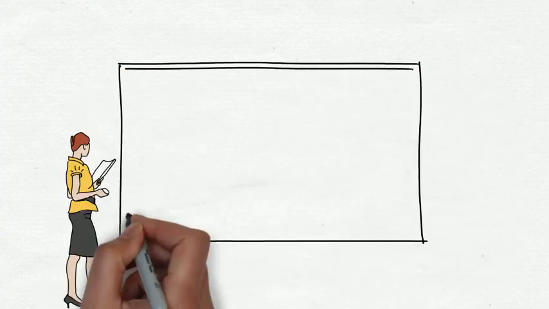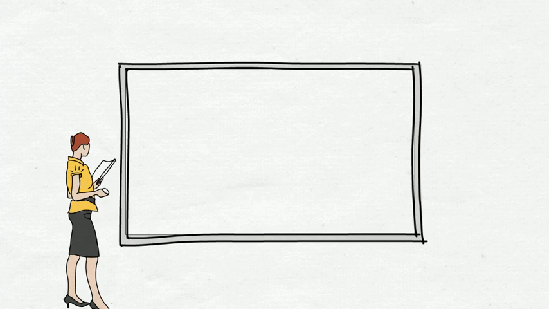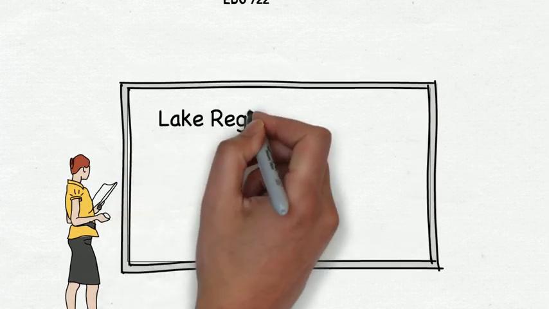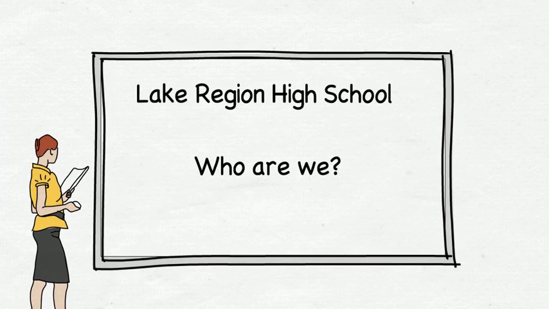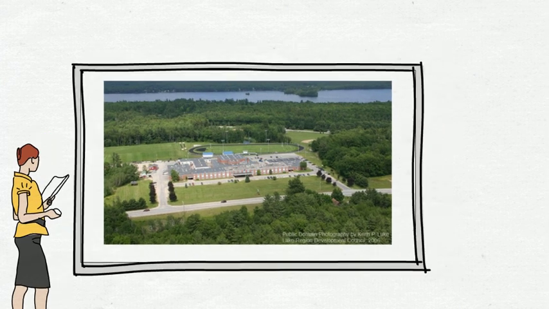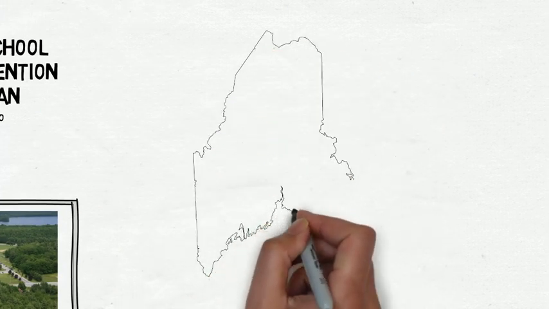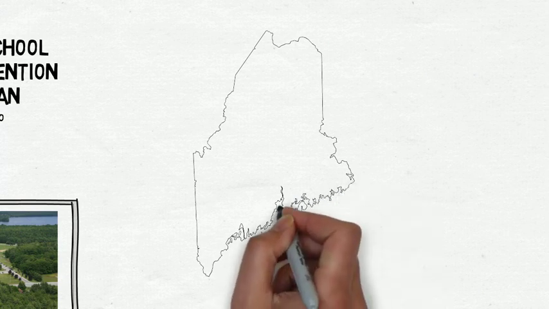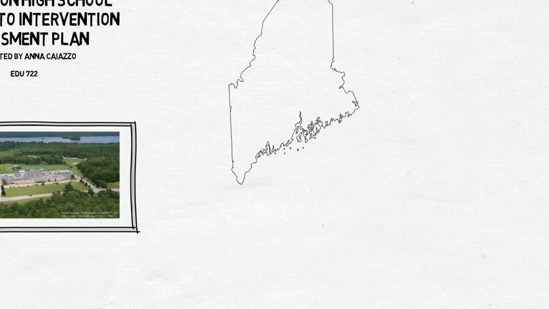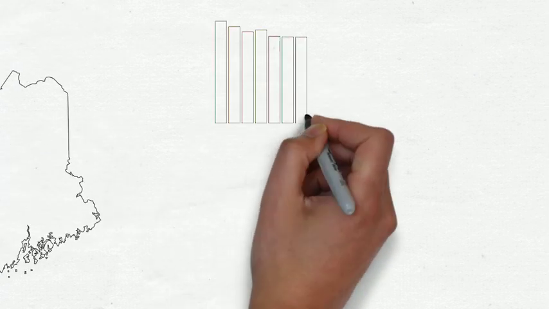Today we're going to be taking a closer look at our high school, and I'd like to start by telling you a bit about us. Lake Region High School is located in Naples, Maine. We serve 4 towns: Bridgeton, Casco, Naples, and Sebago. We're primarily a rural district.